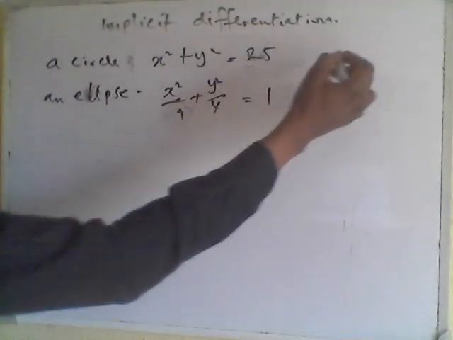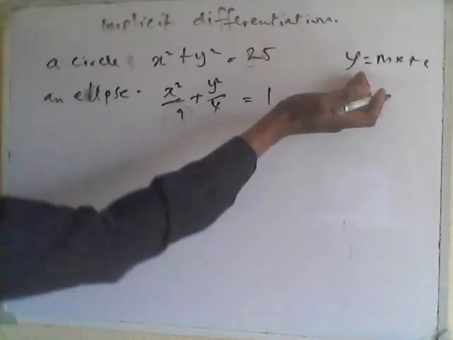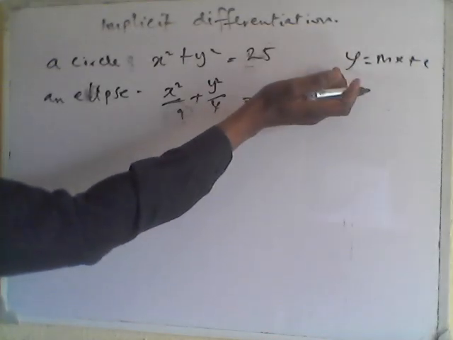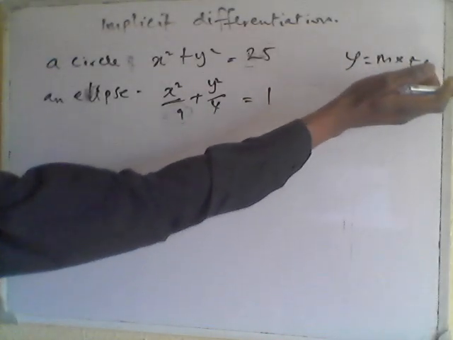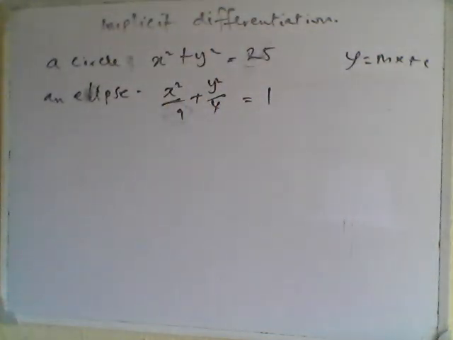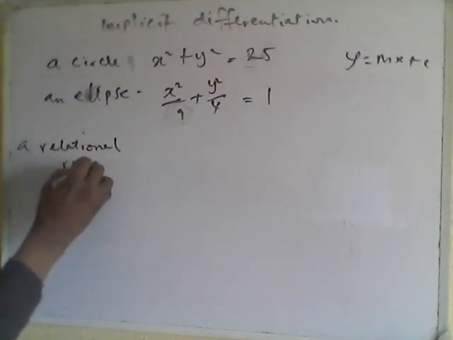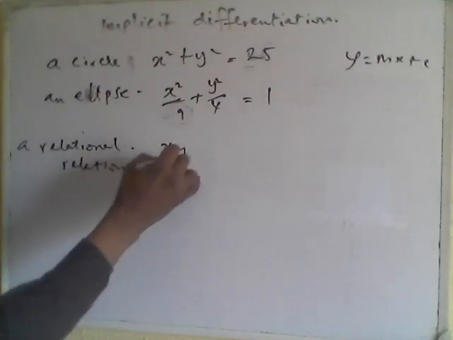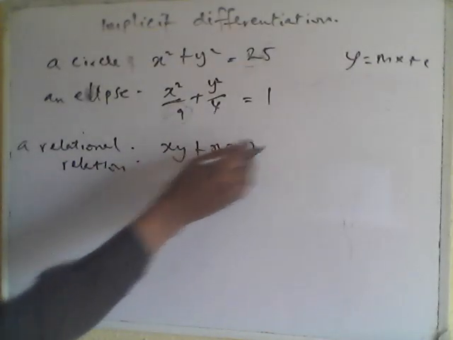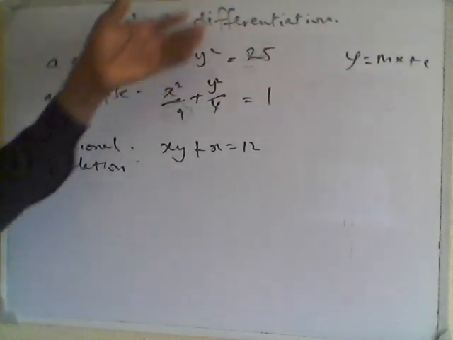Explicit is when I say y equals mx plus c. y is a function of x, so y is explicitly expressed as a function of x. But in an implicit function, y is even part of the function. Now, a rational relation like xy plus x equals 12. These are the functions that explain what an implicit function is.